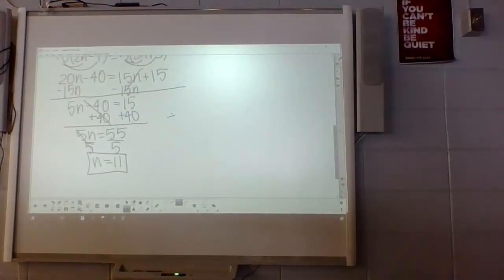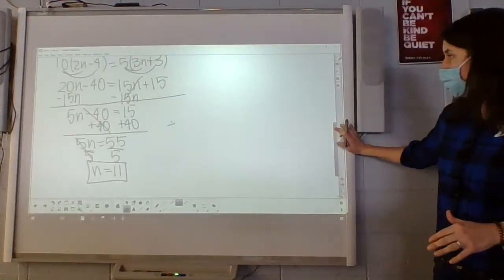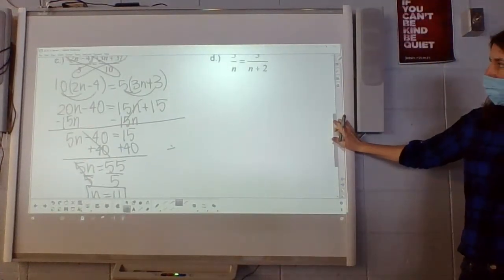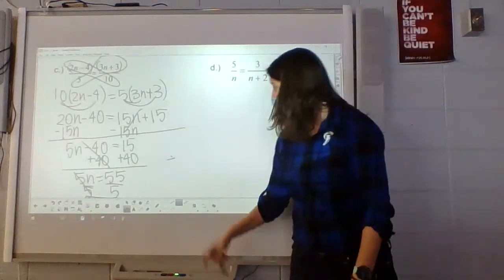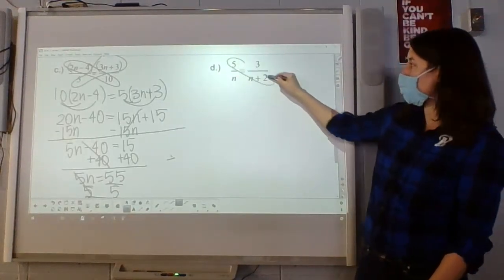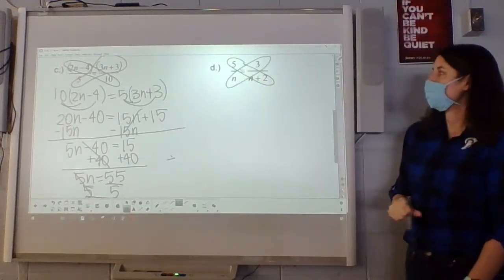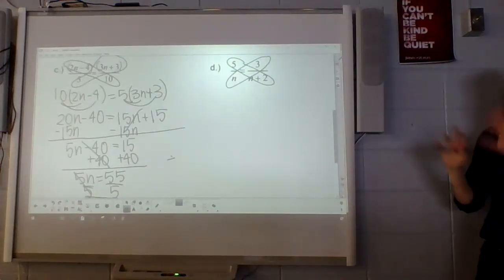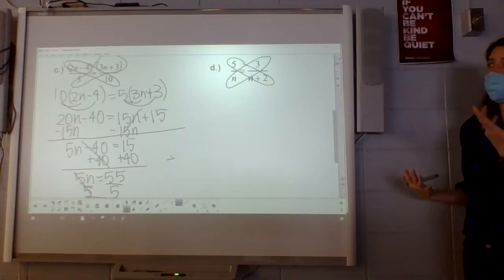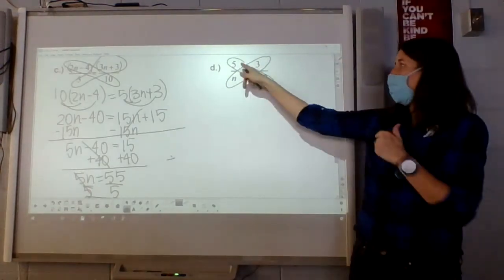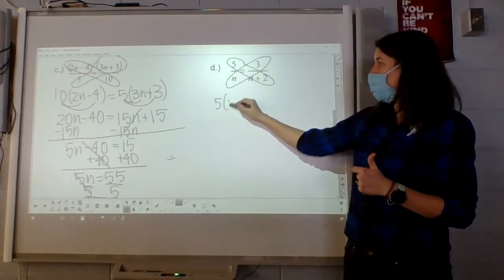And finally, we'll do letter D. And then we'll grab some whiteboards for a little bit. So here, again, we have to cross multiply. And just so you guys know, it doesn't matter which one you put on the left side and which one you put on the right side. It won't change anything. So if I'm not being consistent about that, it's just really because it doesn't really matter. I don't know if I do it one way or the other. But 5 times n plus 2.